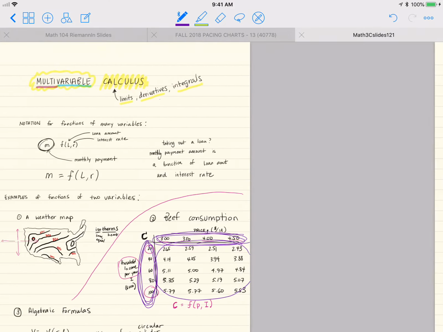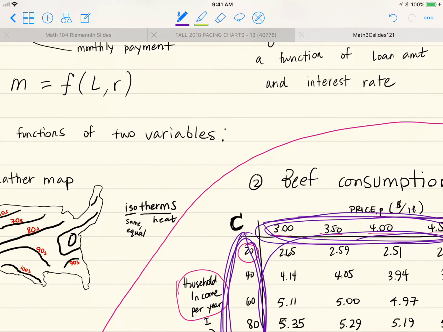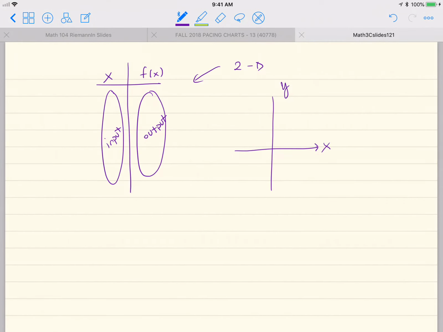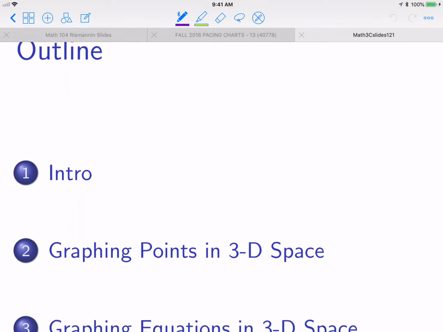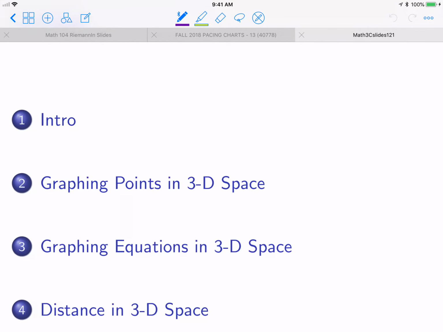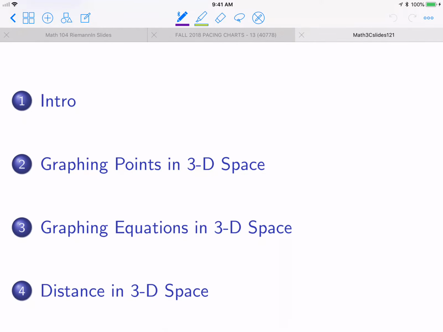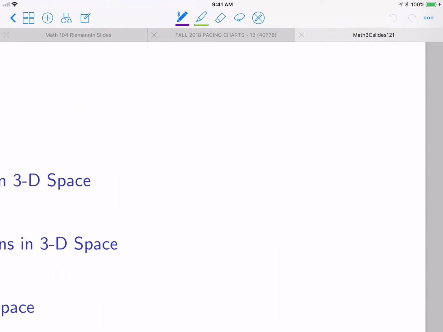Now that we've got 2 inputs and an output, we're going to need 3 dimensions. And so let's get to that. We'll do a short little introduction. Then we'll talk about graphing points in 3D space. Then graphing equations in 3D space. And the last thing we'll finish out with is distance in 3D space.